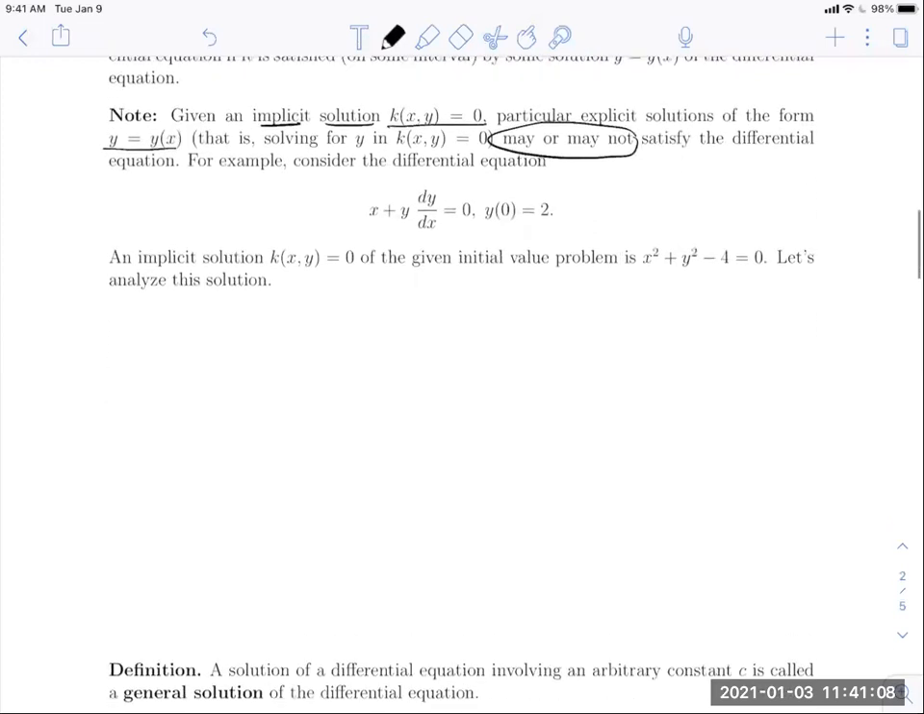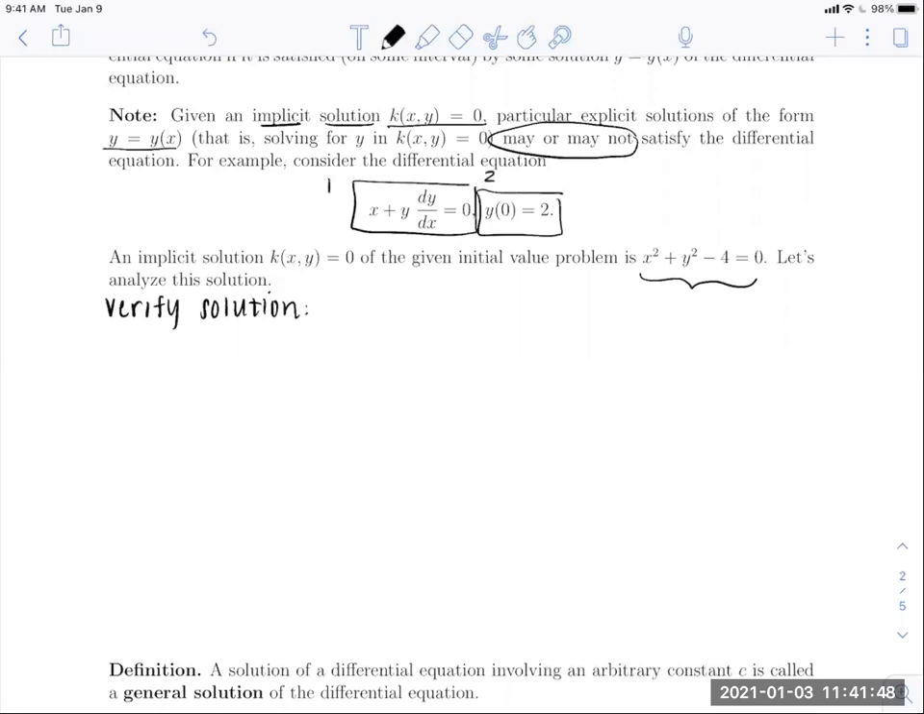All right, so consider this differential equation that we have an initial condition as given. An implicit solution of this IVP is given here as the circle of radius 2, right? Let's go ahead and analyze this solution. So first, I want to just verify that this is indeed a solution of this differential equation. So let's verify the solution. Okay, so for this solution here, I just want to check that it does satisfy 2 things. One is the DE, 2 is the initial condition.